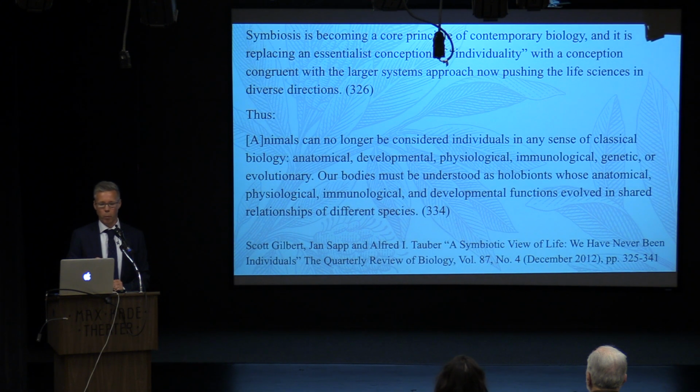In any sense of classical biology, anatomical, developmental, physiological, immunological, genetic, or evolutionary. Our bodies must be understood as holobionts whose anatomical, physiological, immunological, and developmental functions evolved in shared relationships of different species. Reading about this process is absolutely fascinating. The way that humans depend on microbes and the role that microbes have played during evolution. And I just want to provide a few short examples here.